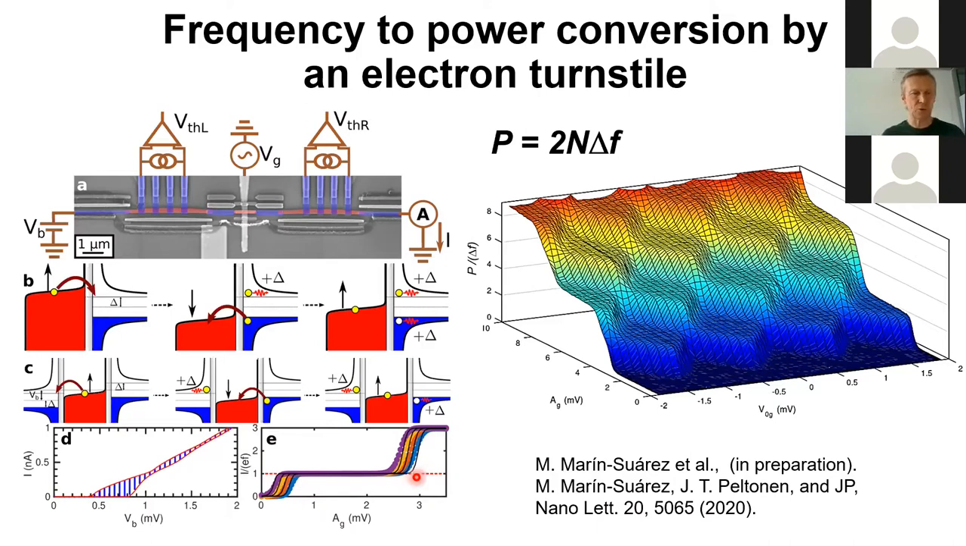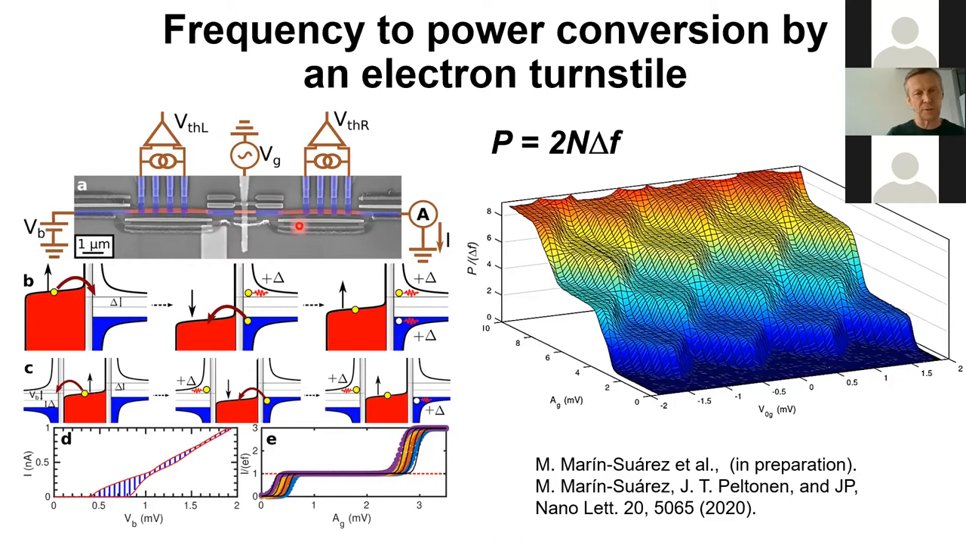But now concerning these energies that I was talking to you about, we can see that this element can also be made into a frequency to power conversion. So this could serve as a definition for watt instead of ampere in the following way. So let's see, this is a symmetric structure.